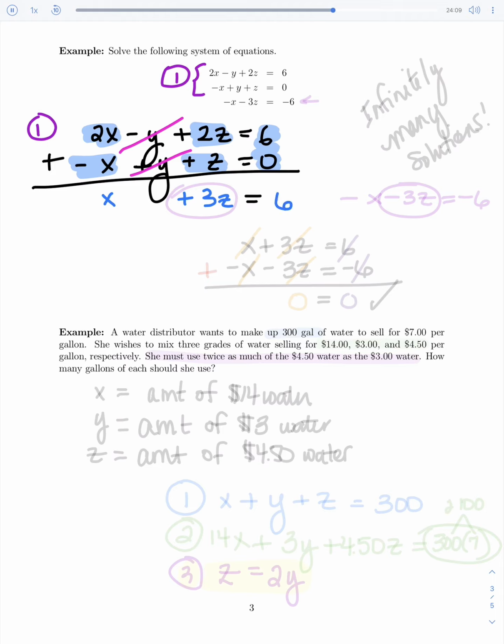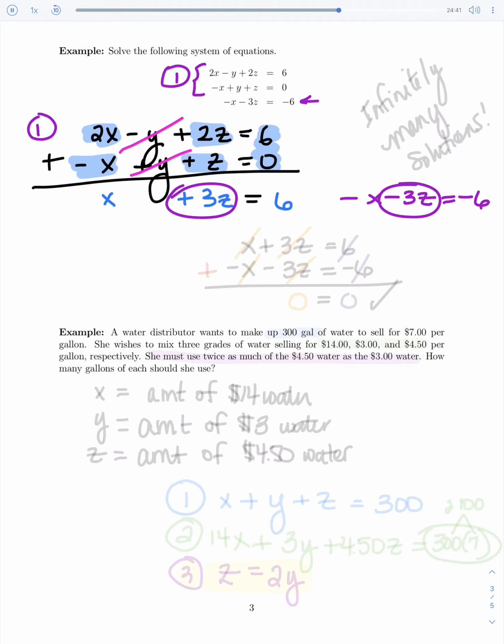Now, I need to do the same thing again, or actually something really nice is occurring in this example. Look at this last equation. It's only got x's and z's, so I don't need to do elimination. I've got another equation that's got x's and z's already. What's also very awesome is it's already set up for elimination, because with my other equation, I have a plus 3z, and now with this one, I have a negative 3z.